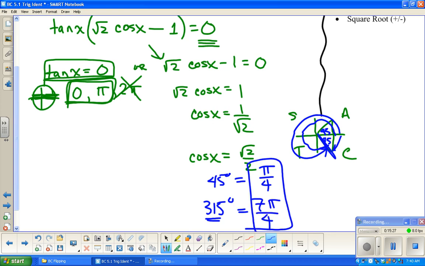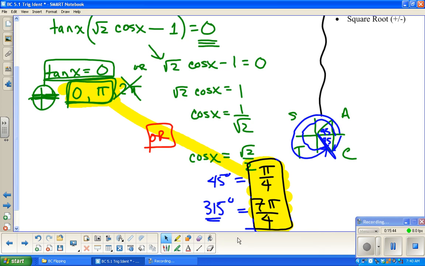Okay, so how many solutions do we have for this equation altogether? We really have 4, 2 from each factor. So 0 and pi over 4, and 7 pi over 4. Okay, and x can't be all of those things at the same time, so we've got a big fat or in the middle of it all. Okay, so 4 solutions.